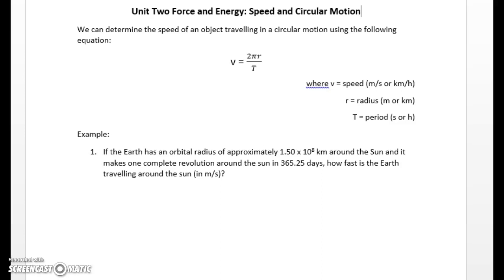So we're actually going to look at an example from our notes, which will be number 1 from our speed and circular motion section. If the Earth has an orbital radius of approximately 1.50 times 10 to the 8 kilometers around the Sun, and it makes one complete revolution around the Sun in 365.25 days, how fast is the Earth traveling around the Sun in meters per second?